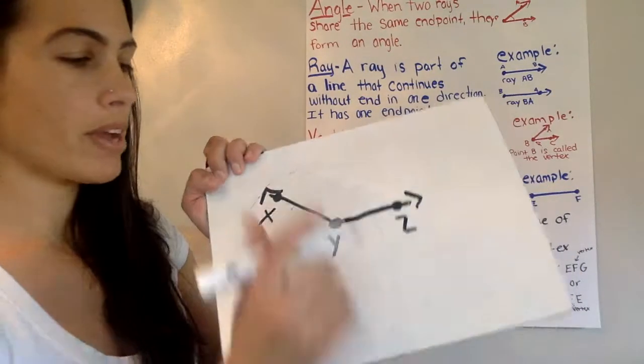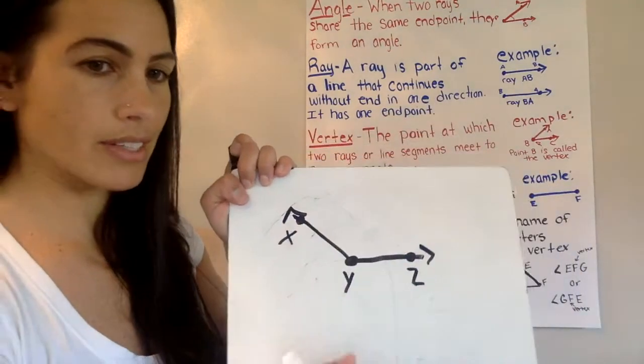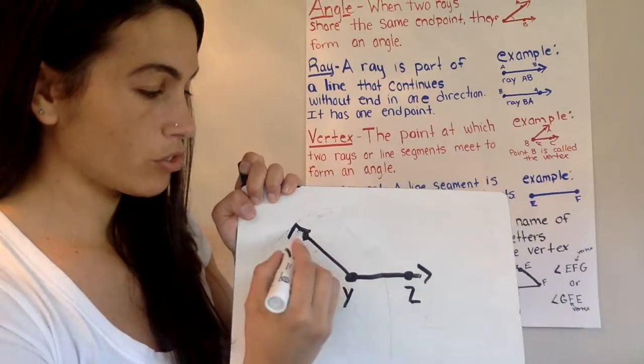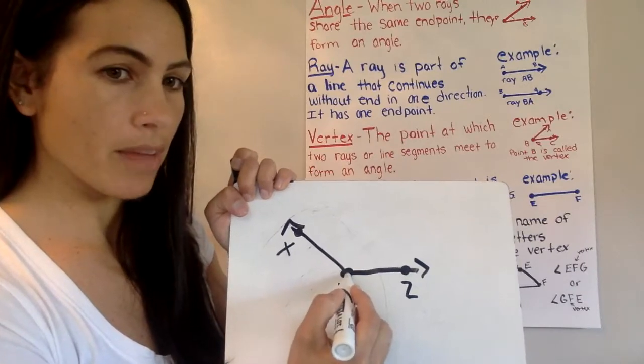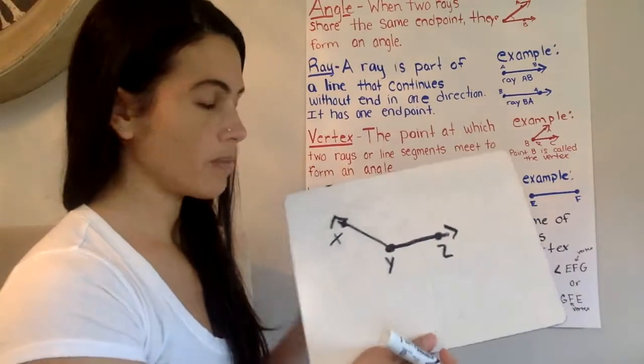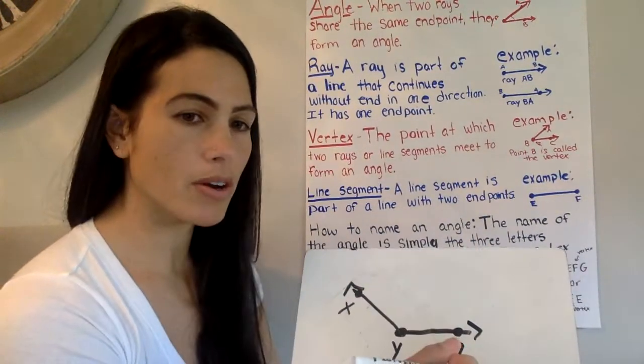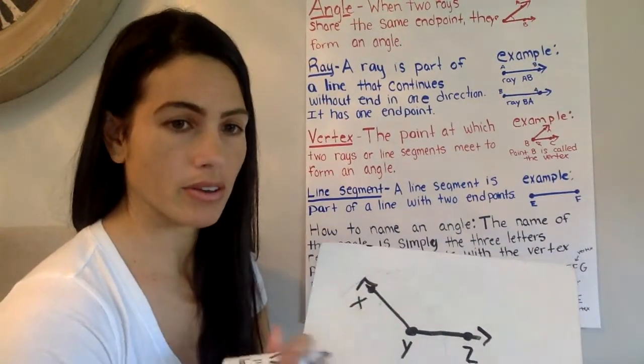Now, I've been making my two rays, the two lines that connect, super close together, but this is also an angle, okay? Because there's two rays and they meet at a point. So I'm going to name this. Why don't you guys try on your own? Pause the video, see if you can write it down on your own, and then play it and see if you got the answer.